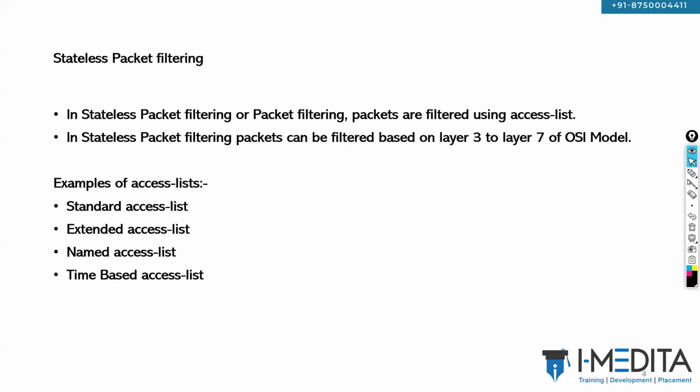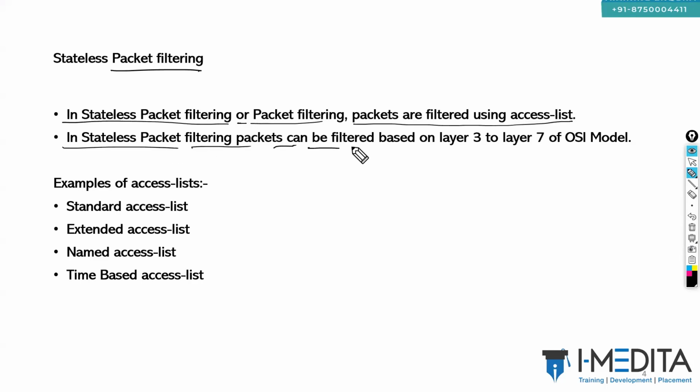So first of all, we have packet filtering or stateless packet filtering. I hope that all of you have the knowledge of CCNA, and in CCNA we learn a topic, the access list. In stateless packet filtering, packets are filtered using an access list. Yes, in this technique we can filter the packet using an access list. In stateless packet filtering, a packet can be filtered based on layer 3 to layer 7 of the OSI model. In the OSI model, we have 7 layers, and with the help of packet filtering, we can filter the traffic from layer 3 to layer 7.